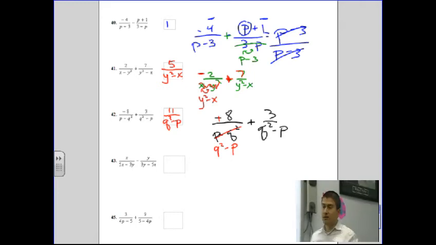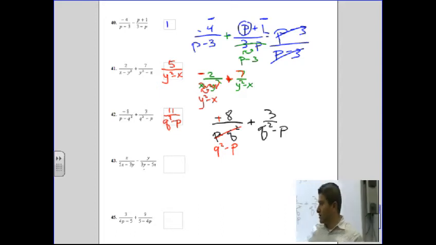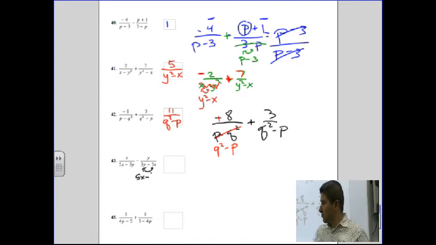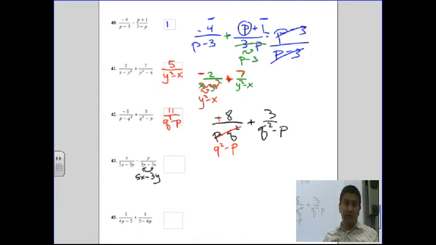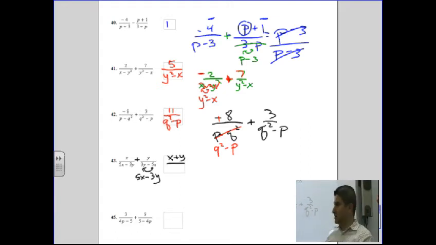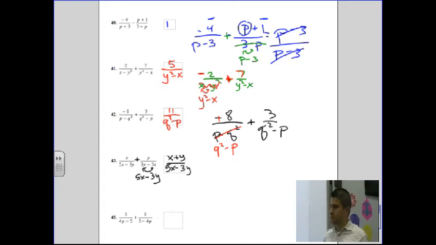Alright, good stuff. Take a look at number 43. What are we going to do? I'm not going to rewrite it, just look at it from where it is right now. Let's switch the one on the right into 5x minus 3y. What that's going to do is take out a negative and switch the middle minus into a plus. So now I go ahead and combine the tops. That's going to give me an x plus y on the numerator, and the denominator is going to stay 5x minus 3y.